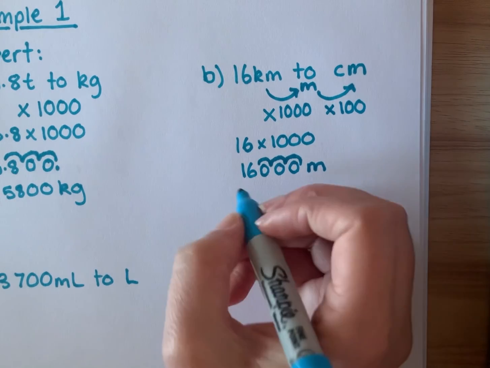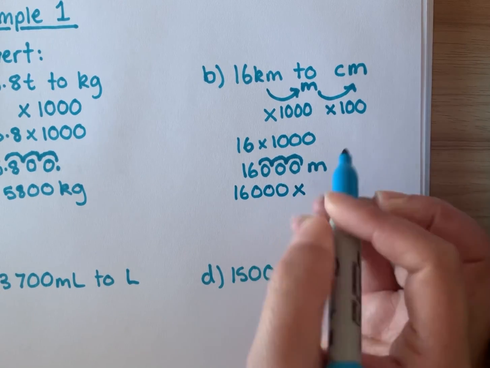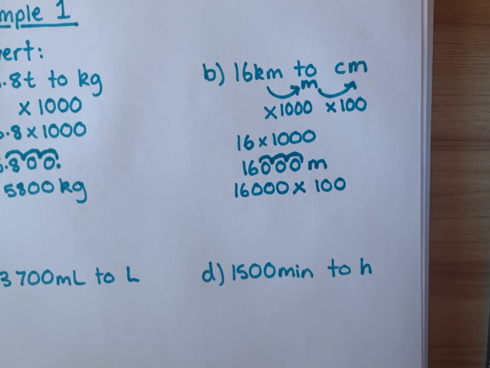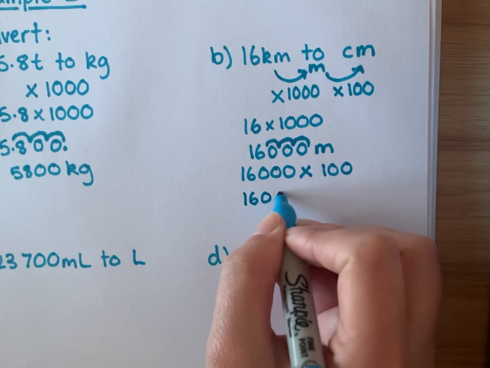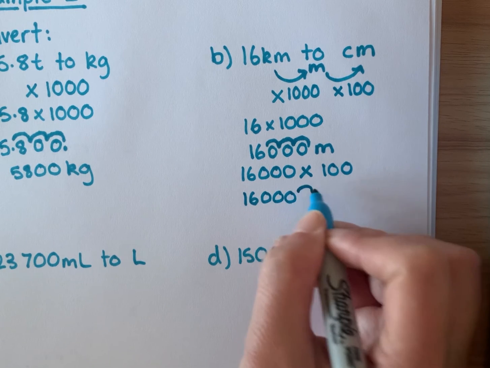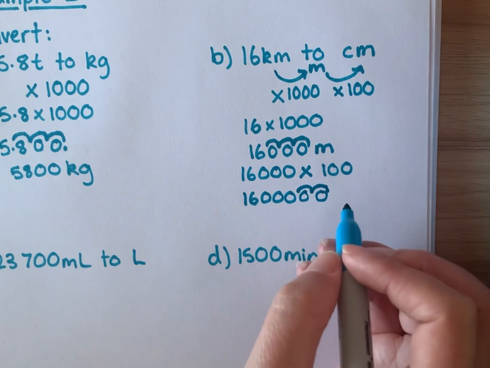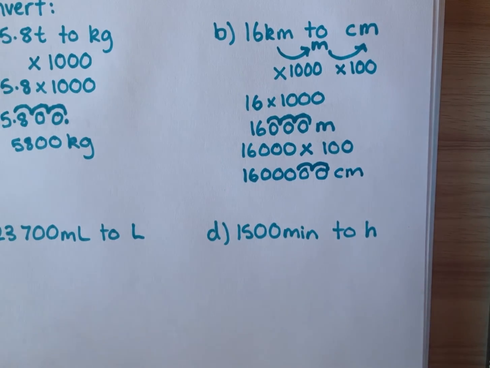So 16,000 multiplied by 100 now to get to centimeters. So again, I need to add another 2 zeros here. Just need to move that decimal place to the right 2 spaces, so that's another 2 zeros. And now I'm in centimeters. So I'm finally done. And this is quite a large number.